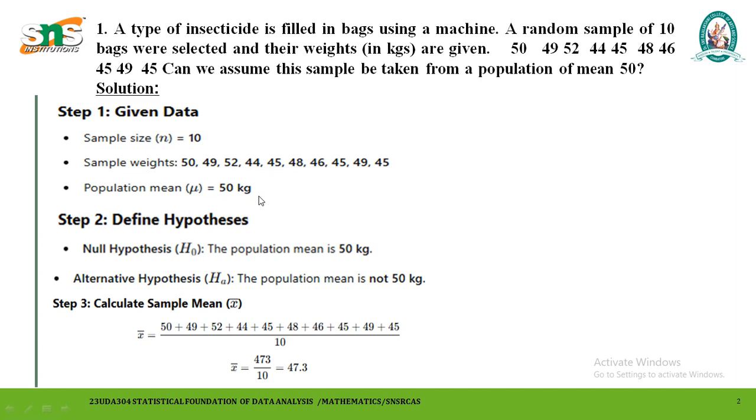Next, we have to define the hypothesis. First, we define the null hypothesis H0, that the population mean is 50 kg. After that, we frame the alternative hypothesis, that the population mean is not 50 kg.